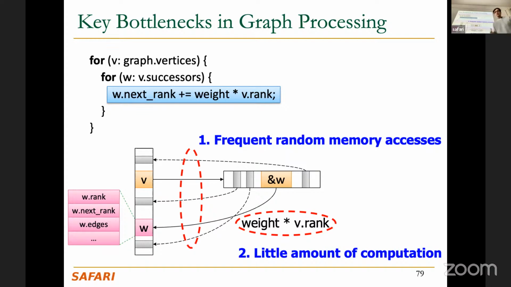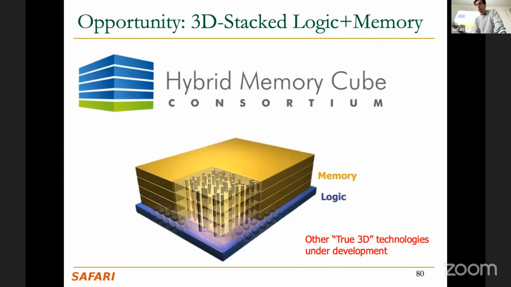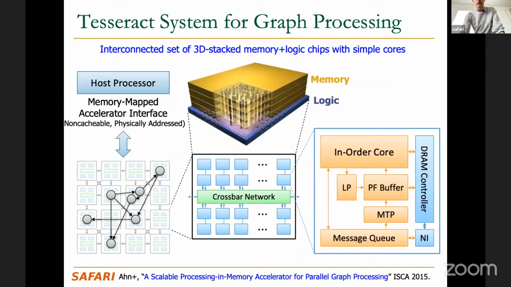The other problem is that there is very little amount of computation. I'm bringing data from memory to just perform one addition or one multiplication, or one addition and a multiplication, but in the end, it's not going to amortize the cost of bringing the data to the processor. So the opportunity is to use processing in memory to alleviate the data movement bottleneck in these graph processing algorithms. I'm going to give you now a couple of examples that use 3D-stacked memories, processing in memory based on 3D-stacked memories, to alleviate the data movement bottleneck in graph processing.